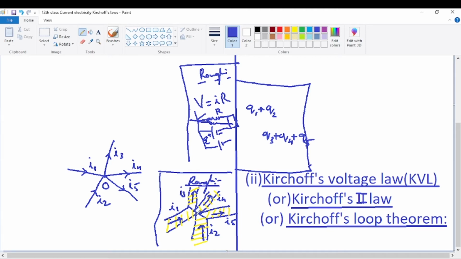So the initial charge, that means the charge entering the cross section, should be equal to the final charge, the charge leaving the cross section, which is Q3 plus Q4 plus Q5. So from the law of conservation of charge, simply we can say that Q1 plus Q2 is equal to Q3 plus Q4 plus Q5. But these charges entering the cross section, Q1 and Q2, flow in how much time? 1 second.